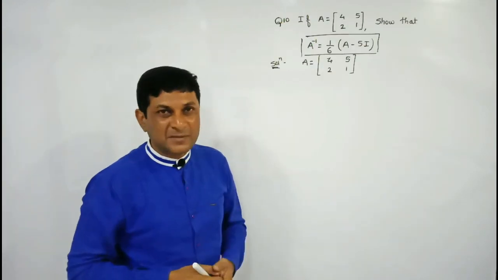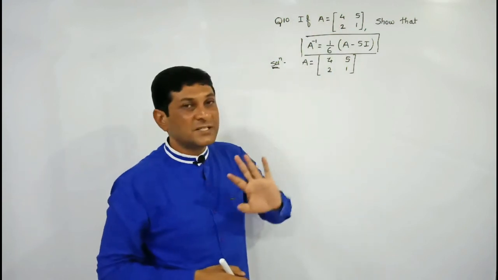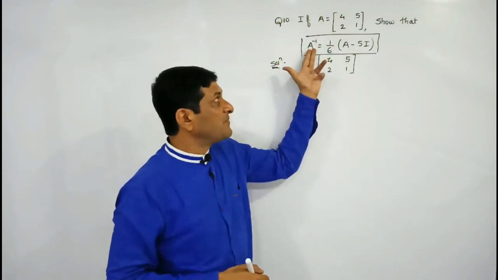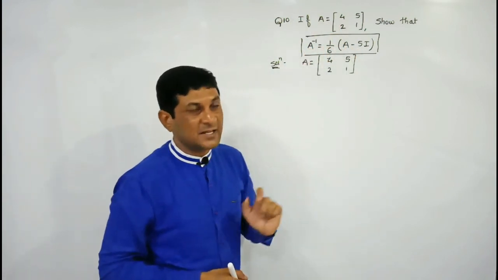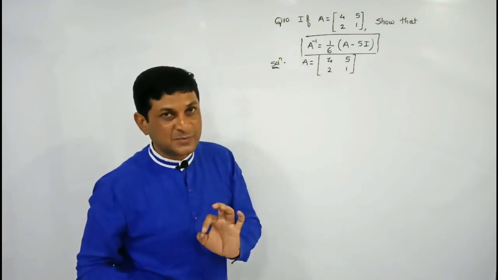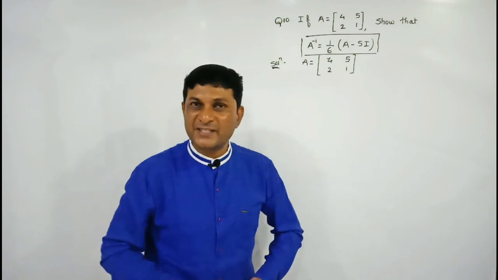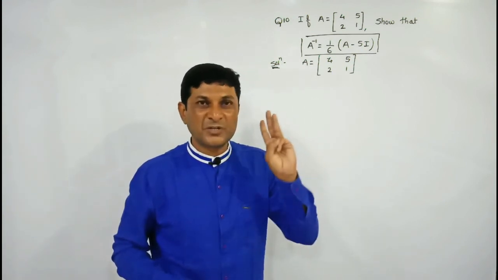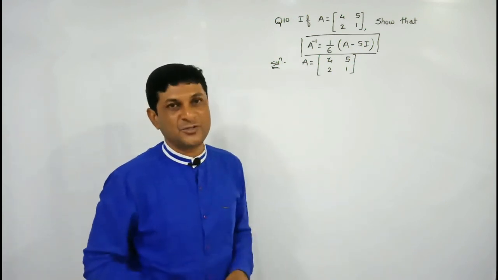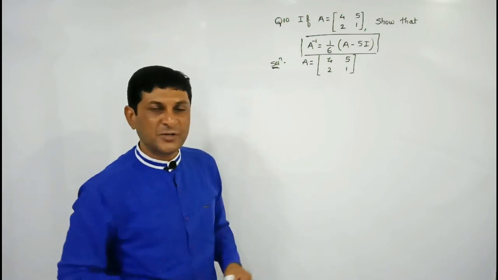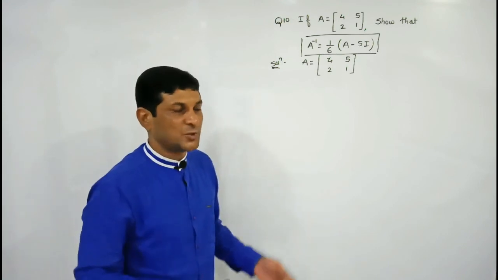Now see question number 10. In question number 10, one matrix is given to us and we have to show that the left hand side is equal to the right hand side. Left hand side means A inverse, so first we have to find the inverse of this matrix. Here we have three choices: find the inverse by row transformation, column transformation, or by the adjoint method. Here I am giving priority to finding the inverse by applying the adjoint method.